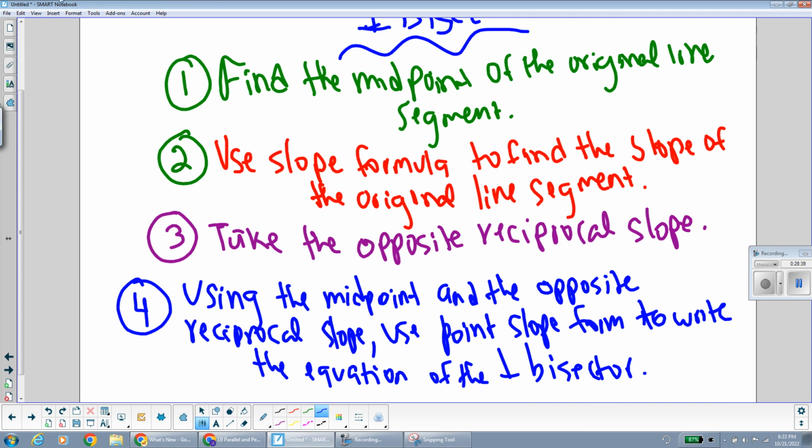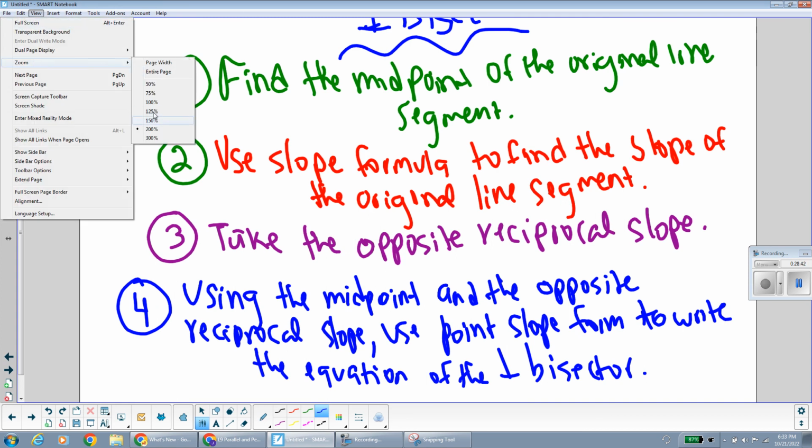I'll zoom out so that you can see all of these steps at once.